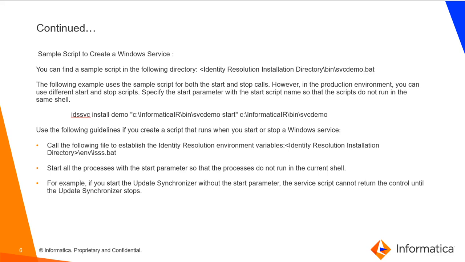Use the following guidelines if you create a script that runs when you start or stop the Windows service. You need to call the IDSA batch file, which will be present in the environment directory. Start all the processes with the start parameter, so that the processes do not run in the current shell. For example, if you start update synchronizer without the start parameter, the service script cannot return control until the update synchronizer stops.